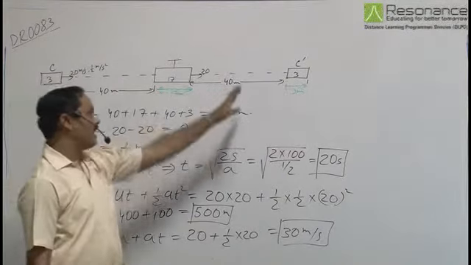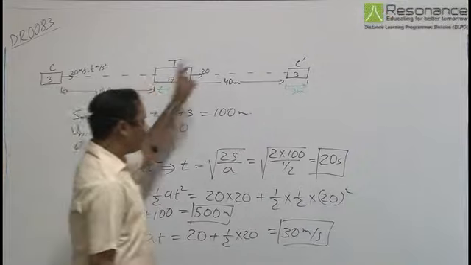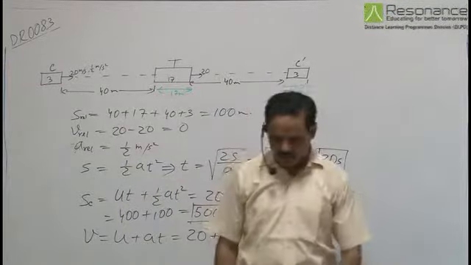Distance traveled by the car during this overtake is 500 meters, and the time taken to overtake is 20 seconds.